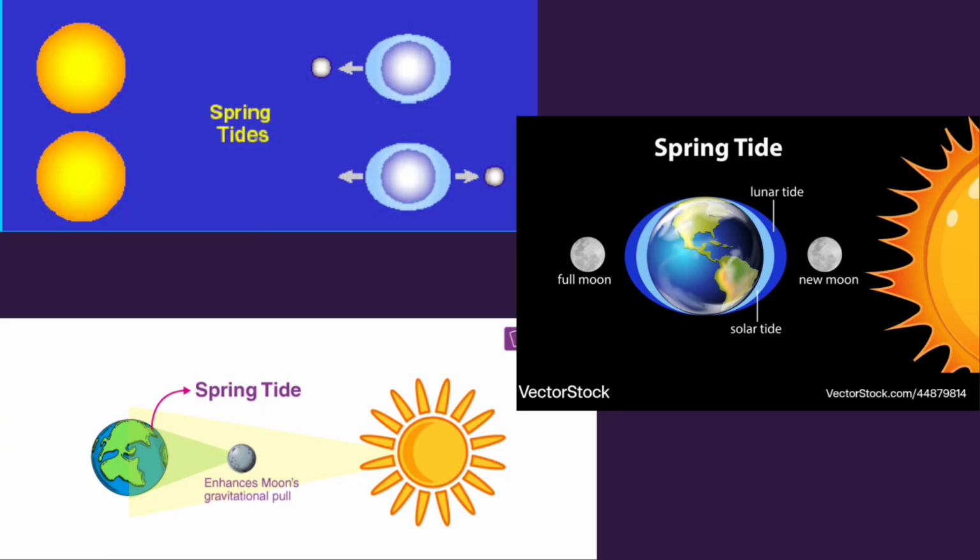So when the moon and the sun are pulling in the same direction, those create spring tides. Spring tides occur 2 times a month during a full and the new moon. And it's when the earth, sun, and moon are all lined up. Spring tides result in higher high tides and lower low tides.